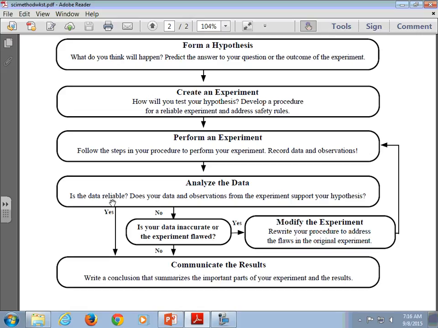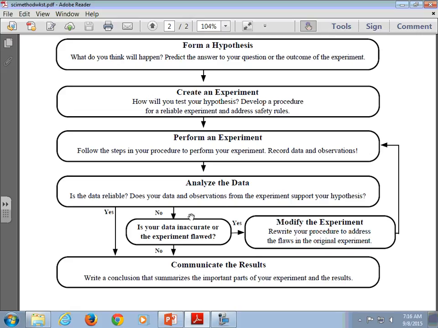Is the data reliable? Does your data and observations from the experiment support your hypothesis? If your answer is yes, then you're going to write a conclusion that summarizes the important parts of the experiment and the results, and you'll communicate those results with other people.